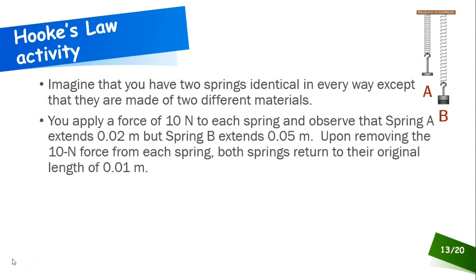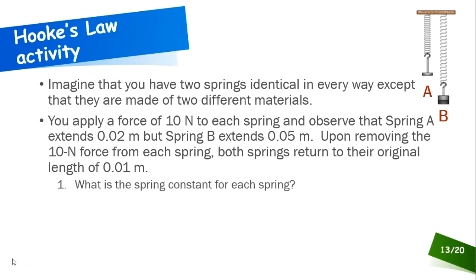So we're going to take a 10 Newton force and apply it to each spring. So there's spring A and spring B. And spring A extends 0.02 meters, which is 2 centimeters. But spring B extends 0.05 meters, or 5 centimeters. Upon removing the 10 Newton force, both springs return to their original length. So we haven't exceeded the elastic limit. The deformation we're imparting into the spring is elastic deformation, because once you take off the force, the material returns back to its original size and shape.